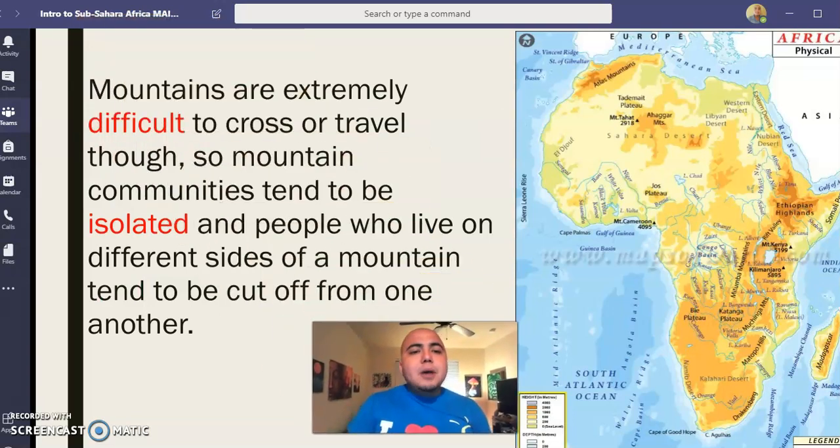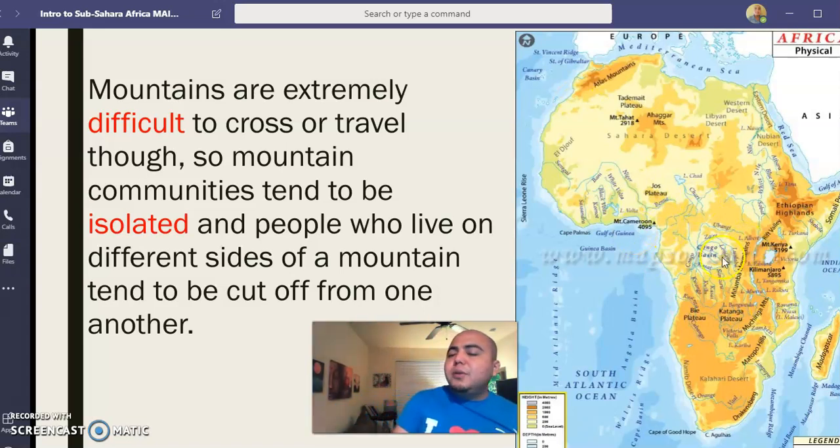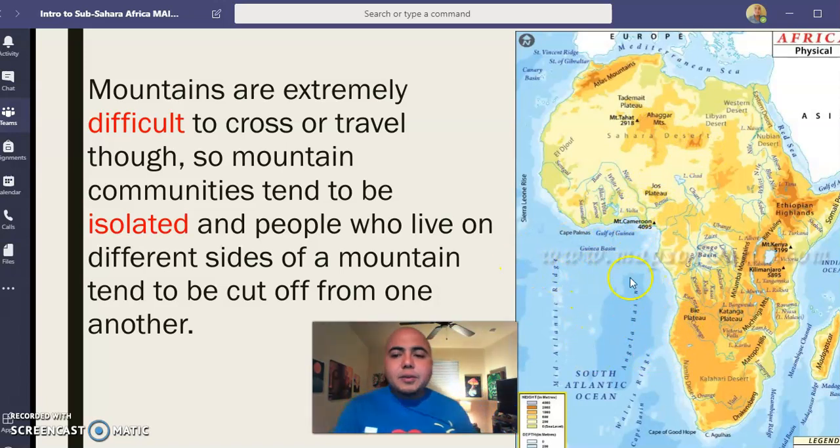All right. Mountains are extremely difficult to cross or travel through. So mountain communities tend to be isolated, and people who live on different sides of the mountain tend to be cut off from one another. Take 5 to 10 seconds. What type of map is this? If you said that this is a physical map, then you're correct. A physical map, remember, shows you landforms, rivers, lakes, and so on, and also elevation. So this one right here is showing you the elevation of Africa, where you can find the highest mountains.